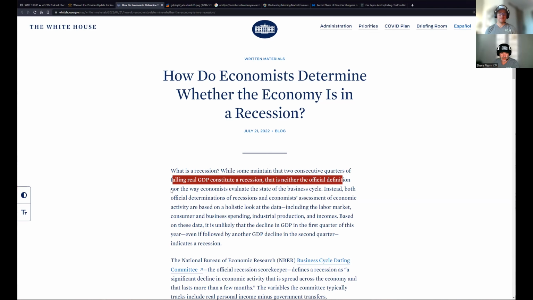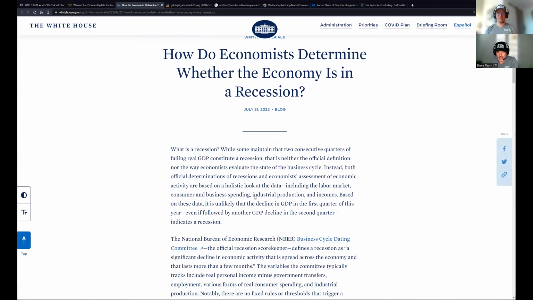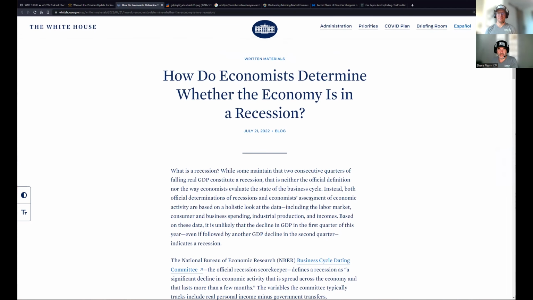And while some maintain that two consecutive quarters of falling GDP constitute a recession, that is not the official definition. Interestingly, I wrote about this in my market commentary, I think back in April. And last month I said the only way that we are not currently in a recession is if the Fed and the White House get the folks over at the NBER, the National Bureau of Economic Research, to simply not declare an official recession. And it looks like that is pretty much what the plan is.